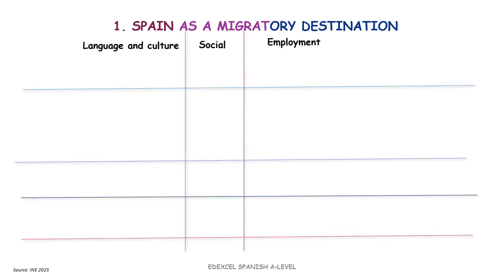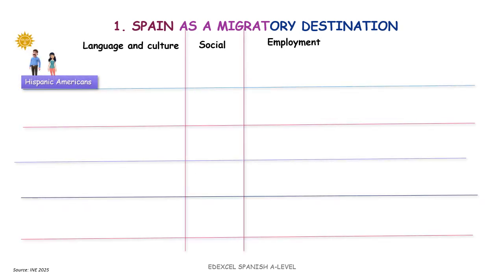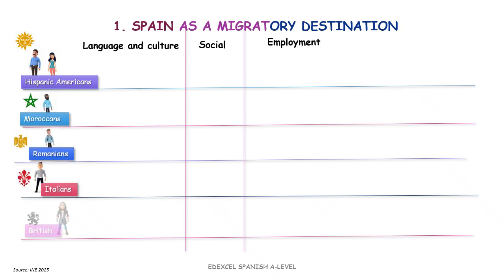So now that we know where immigrants live, let's look at how well different groups integrate into Spanish society and which groups tend to face more difficulties. Let's go group by group.